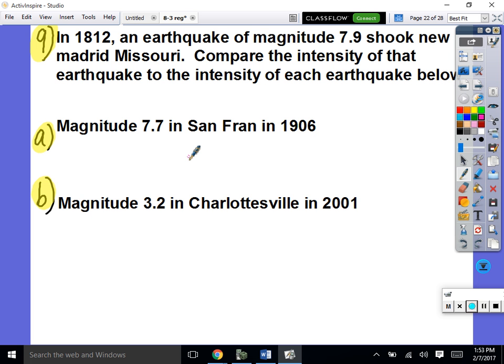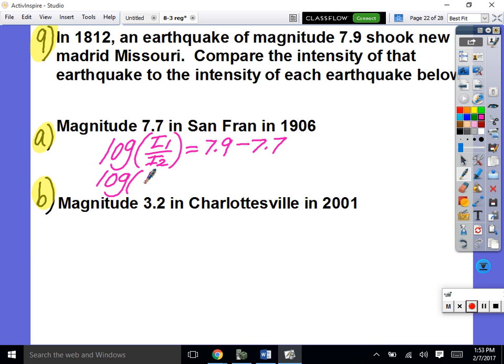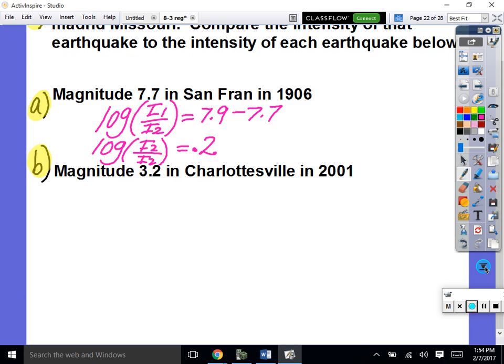So here we go. We have log of I1 divided by I2 equals magnitude 1 minus magnitude 2. We don't know the intensity 1. That's what we're comparing. This is our first earthquake, 7.9. Minus, we're comparing it to 7.7. So using algebra, we have log of I1 divided by I2 equals 0.2. Now solve for intensity. We're trying to compare the intensities. They're trapped inside the log, so we're trying to solve for intensity 1.